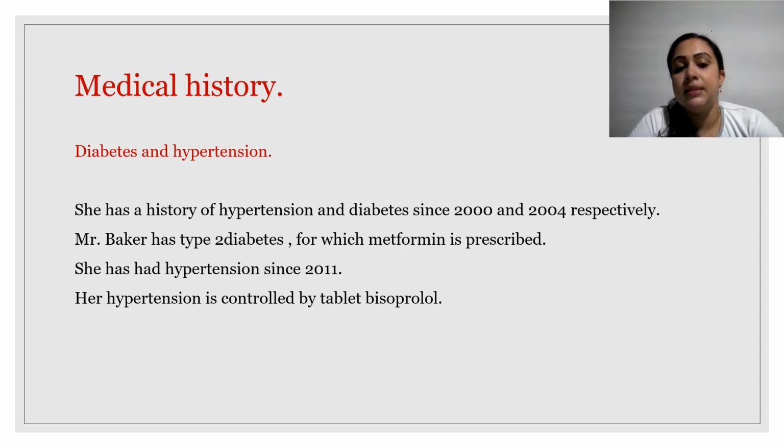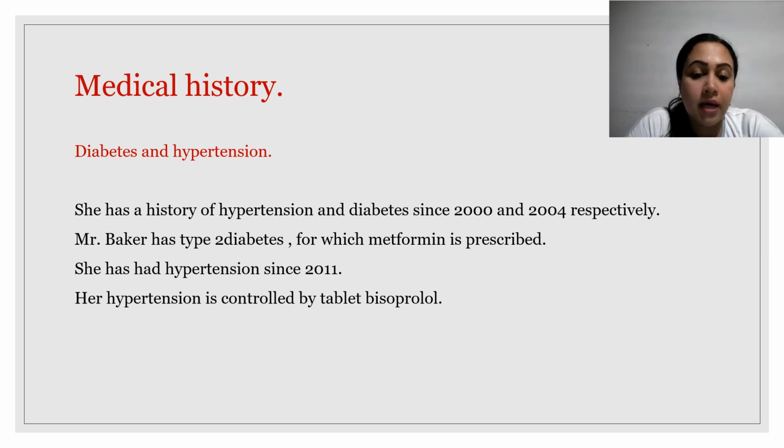Okay, now we can see how to write medical history. Usually we will be having conditions like diabetes and hypertension, isn't it? So in most case notes we can see diabetes and hypertension. So how to write this? She has a history of hypertension and diabetes since 2000 and 2004 respectively. If the two years are given for hypertension and diabetes, you can write this. Since 2000 and 2004, and at the end you need to write respectively.